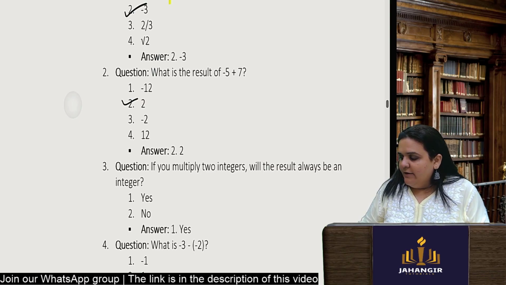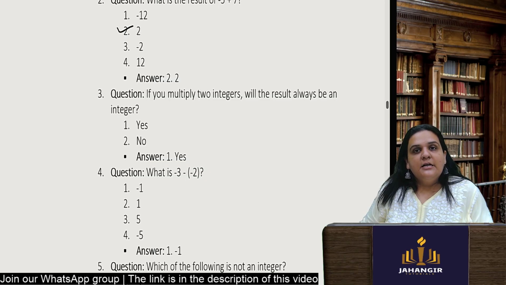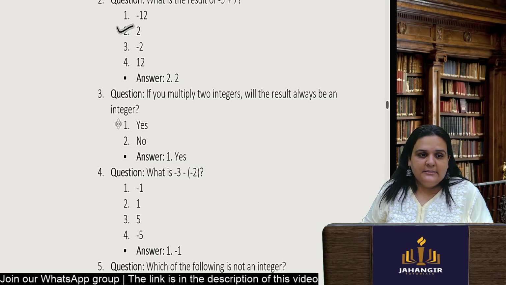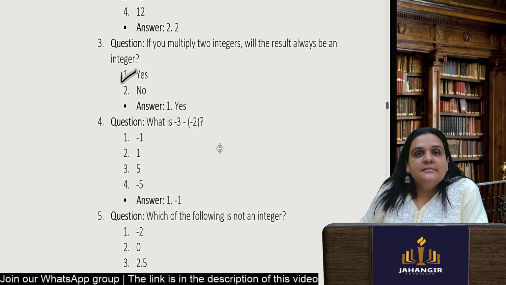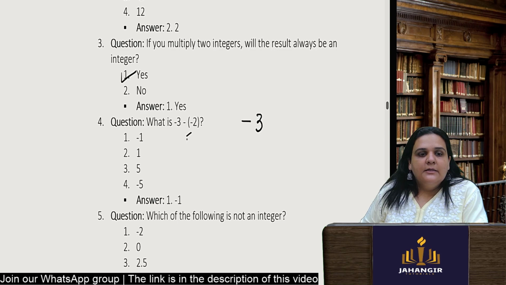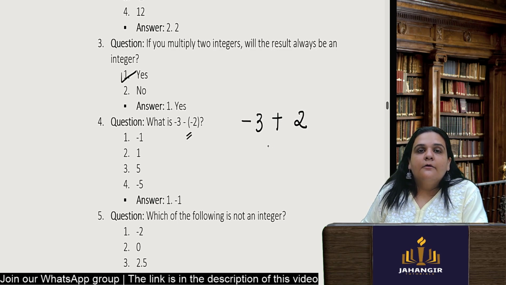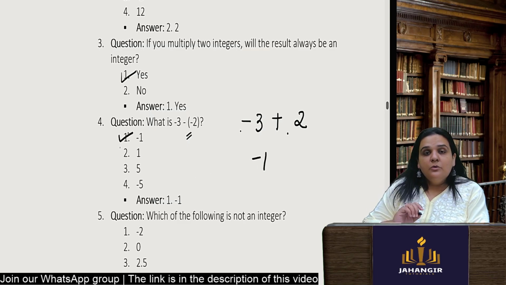Okay. Then you have, if you multiply two integers, the result will always be another integer. Yes, it will be. These are the properties. What is minus 3 minus minus 2? Now, this is what we have learnt in school. Whenever we open the bracket, the sign will change. Minus and minus will become plus. Now, there is 1 minus and 1 plus. I will subtract. I'll get answer 1 and the sign of the greater number. So, the answer is minus.